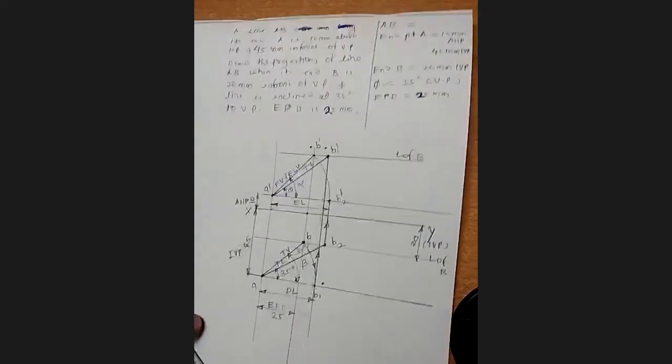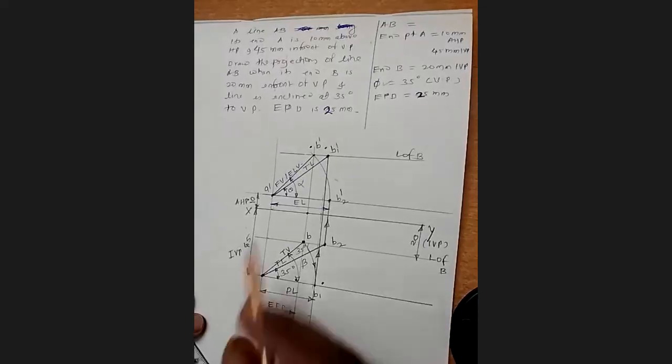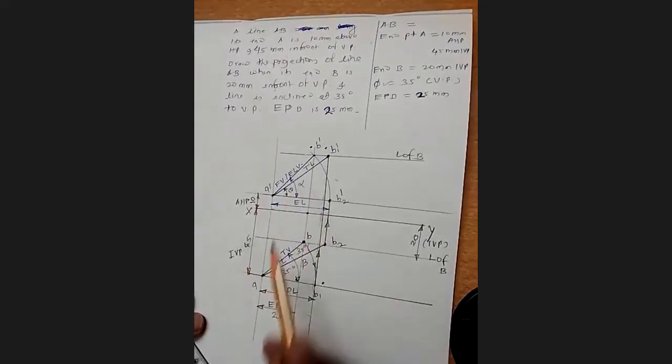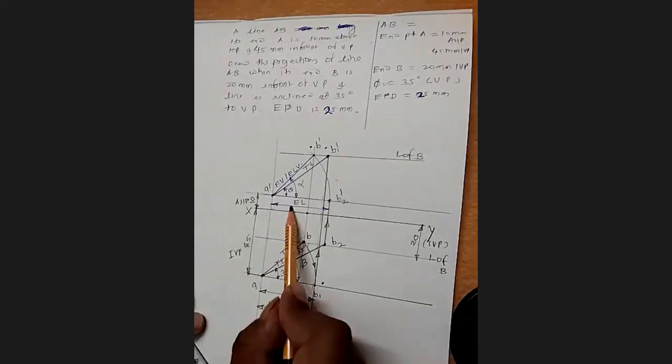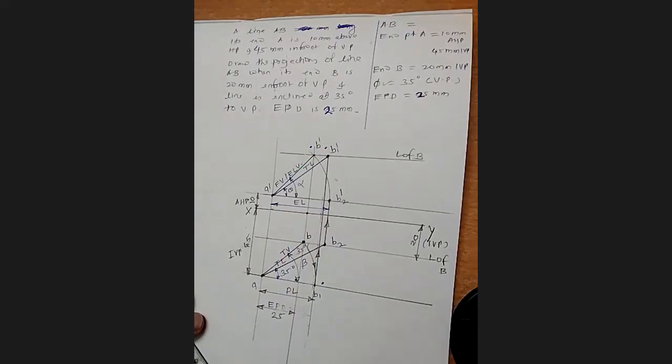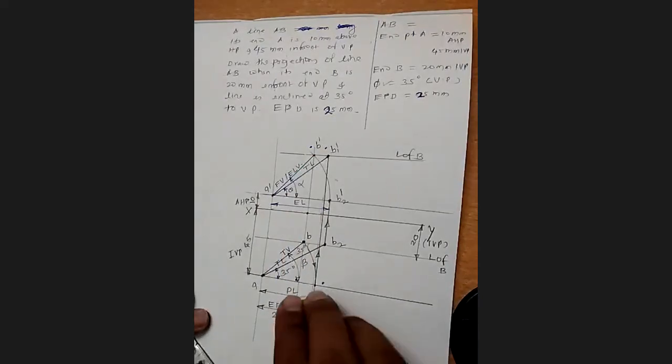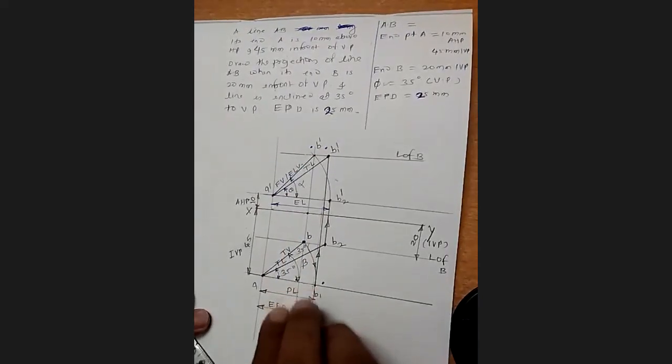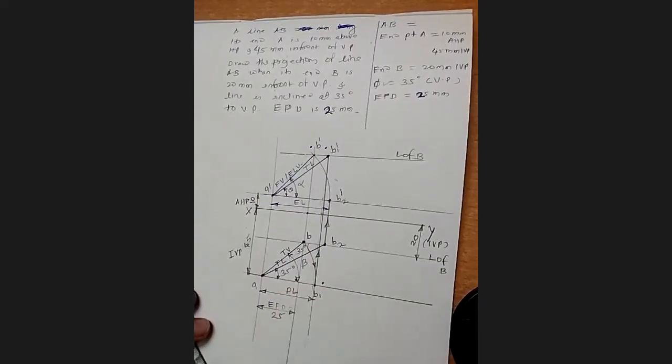PL. Okay. Now this is the complete solution, that you got theta, alpha, beta. PL length is now known to you, EL is known to you. Okay, means your answer is 4. Okay.